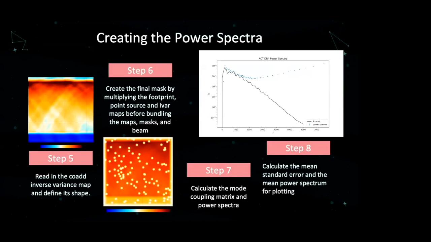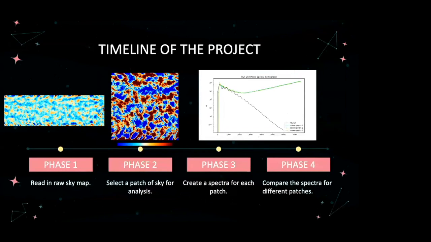This is from one patch of the sky, and I have the power spectra plotted with the theoretical power spectra for our galaxy or the universe. And so yeah, let's move on. And here's just a short timeline of our project and the things that I went through: reading in the map, selecting the patch of sky, and then creating the spectra for each.